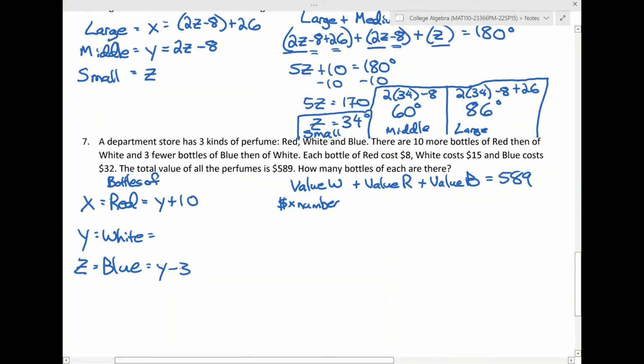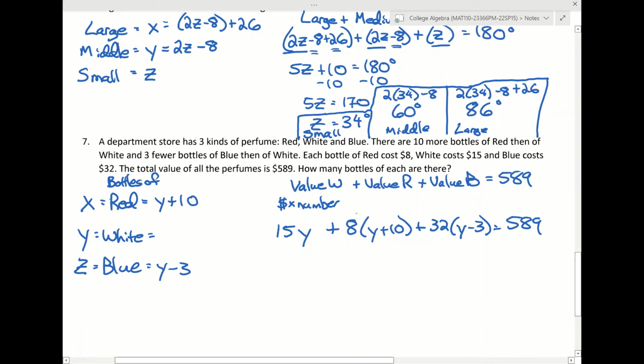Each bottle of red costs $8, white costs 15, and blue costs 32. When you add them together, you get 589. So let's come up with a value. So the value for the white would be $15 times the number of white, so 15Y. If it's $15 per bottle and you have 2 bottles, it's $30 total. The value for red was $8 times the number of red, Y plus 10. And then the value of blue is $32 times Y minus 3, and that's equal to 589.